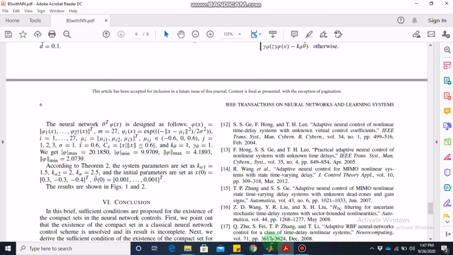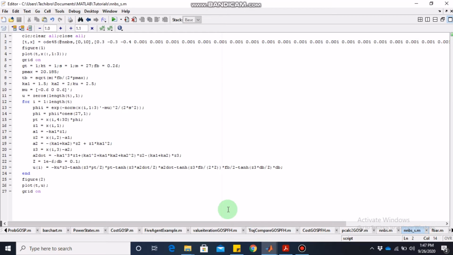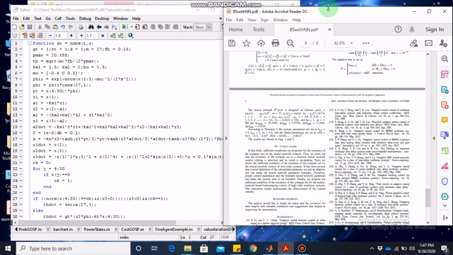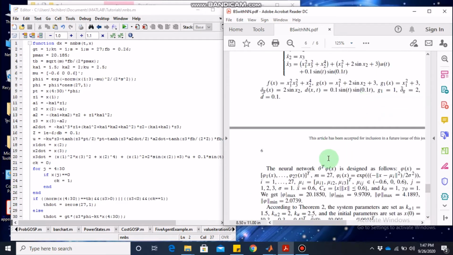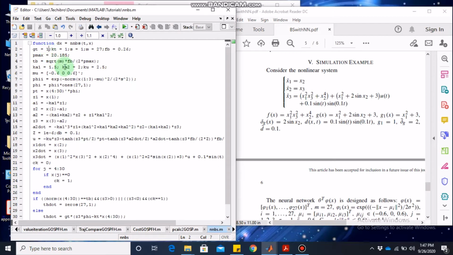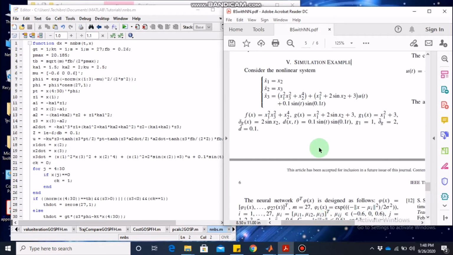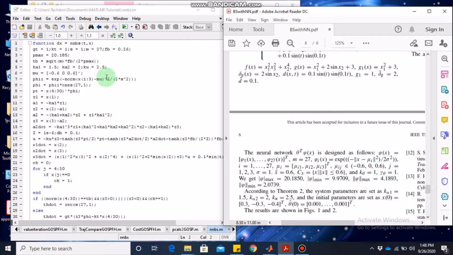In order to save time, I've already written the code for this, and let me show you how I have done this. So let's put the paper and the code side by side, and we shall see how this works. First of all, you have to define all the constants. So gt here is gamma theta, and gamma theta is equal to 1. Kt is k theta, that is also 1, so this is the value of k theta given here. Then s is basically sigma, and this sigma is given to be 1 as well, so I have written it is equal to 1.